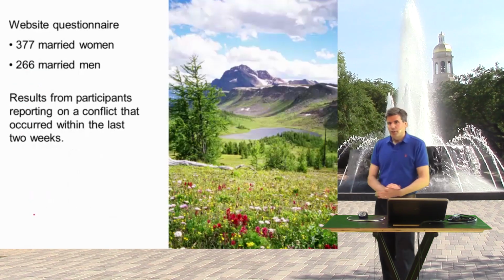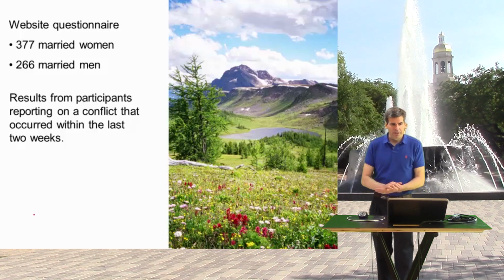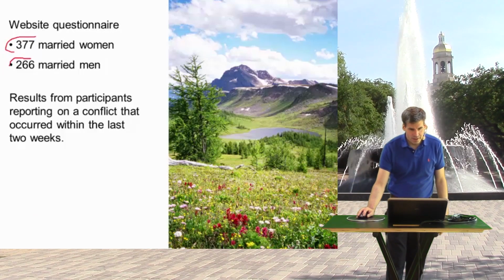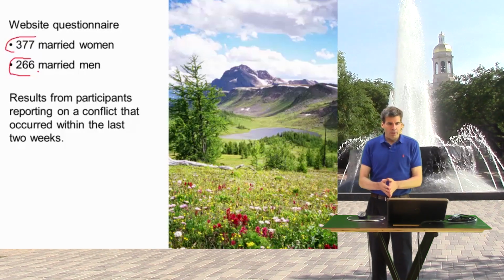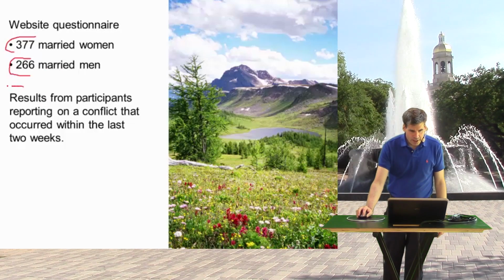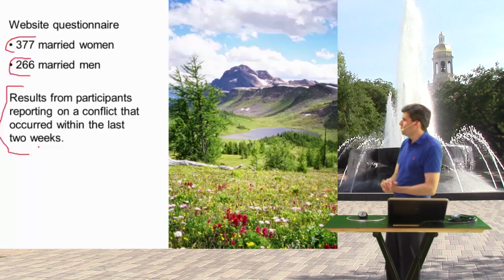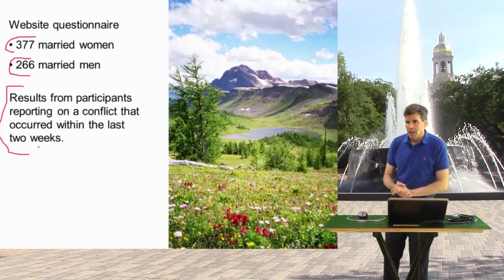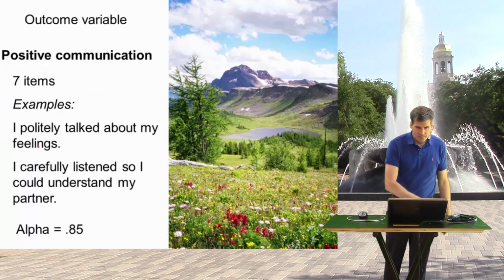So we're going to look at those three emotions. This is going to come from a study where people completed a questionnaire on the internet. We had 377 women, 266 men. These were people that were not married to each other, so they're individual people, but they were all in a marriage relationship with somebody. And we're going to look at their results from a conflict that occurred within the last 2 weeks. So everyone in the study reported that they had a conflict in their marriage within the last 2 weeks, and they're going to answer questions about what happened in that conflict.